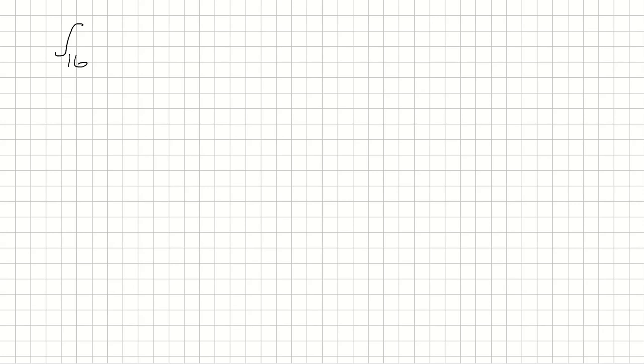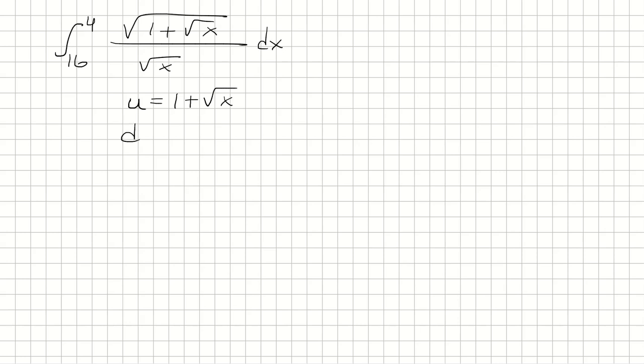Let's find the integral from 16 to 4 of the square root of 1 plus square root of x over square root of x dx. To solve this, we have to use a u substitution. We'll let u equal 1 plus the square root of x. du will be 1 over 2 square root of x dx.